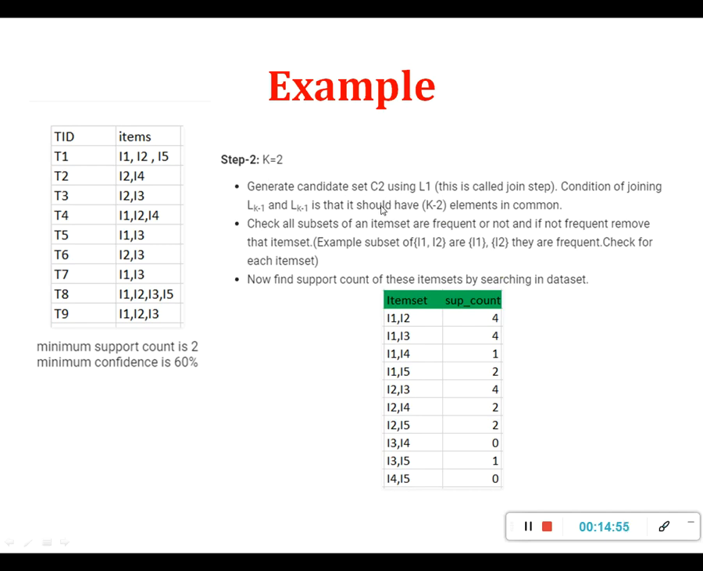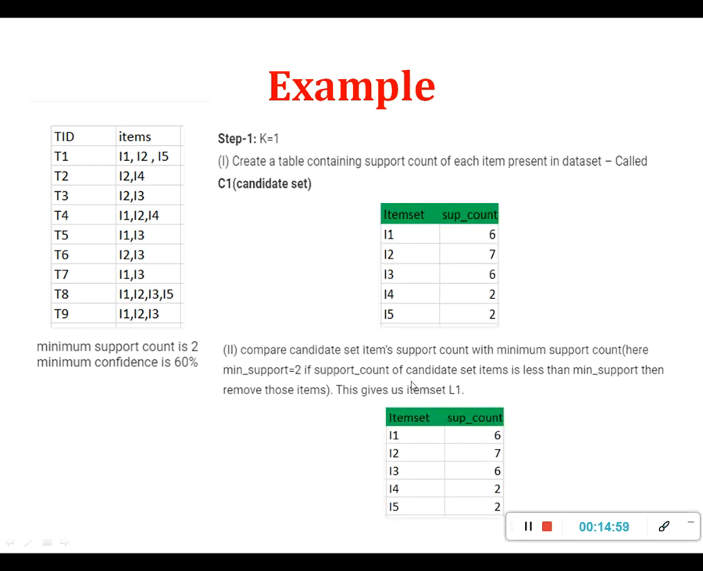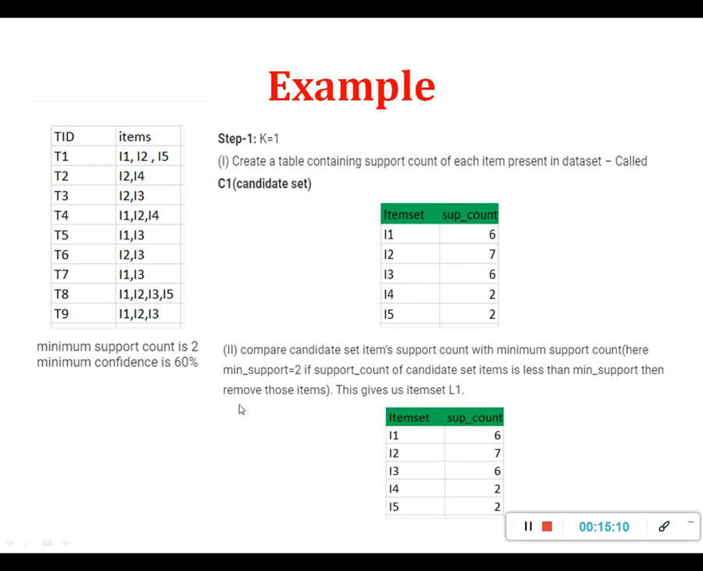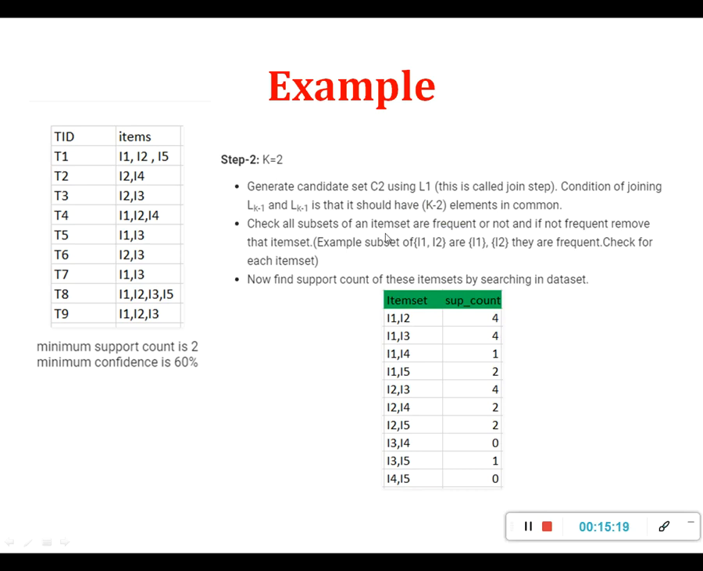But how are we finding this C2? By using L1. Whatever list we have generated over here, by using this list L1, we are now generating the C2 candidate set. This is C1 and this is L1. Now by using this L1, again I am going to find the C2. For k equal to 2 we are finding the candidate set.